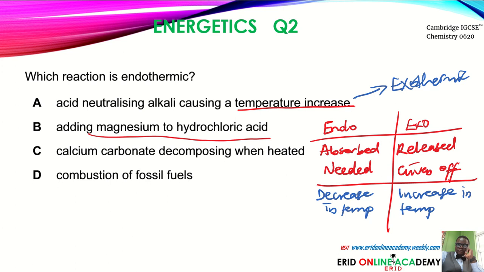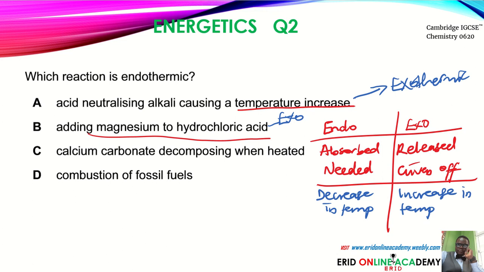Then for B, it says adding magnesium to hydrochloric acid. This reaction also releases heat energy, even though we're not told here. It's an exothermic reaction. That's a reaction between a metal and an acid to form salt and hydrogen. So it's an exothermic reaction.